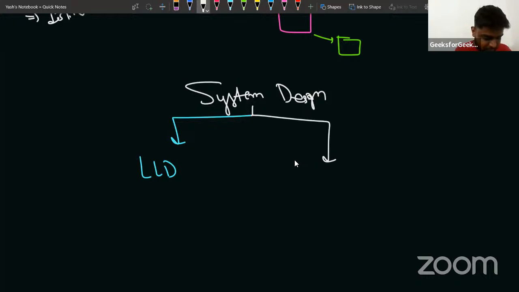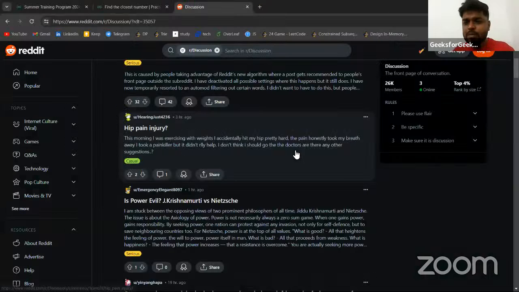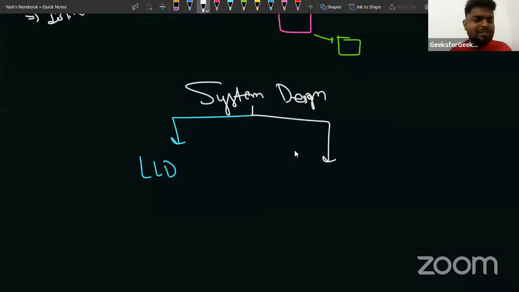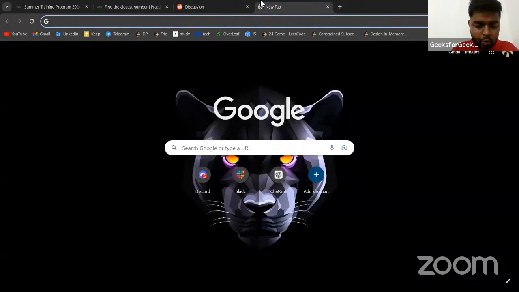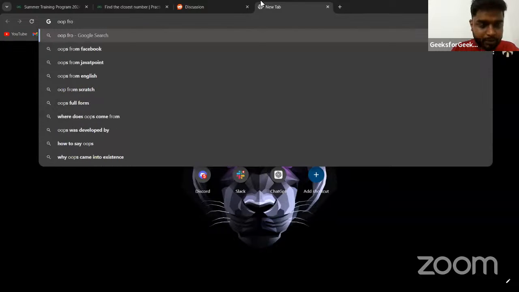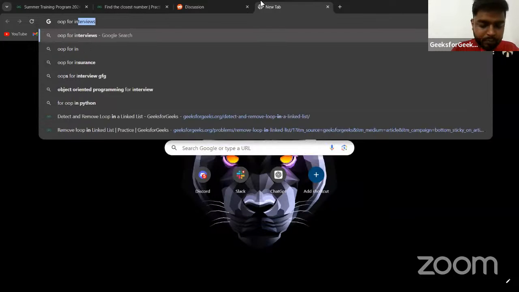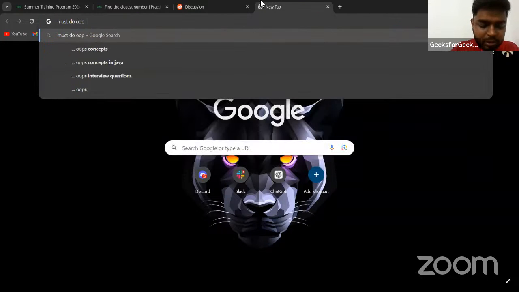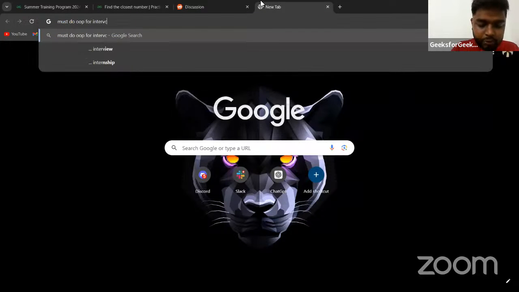To make low level design strong, we need strong object oriented programming. In fact, that is also covered at GeeksforGeeks. If you see, there is object oriented programming for interviews. You can see here, must do object oriented programming for interviews.